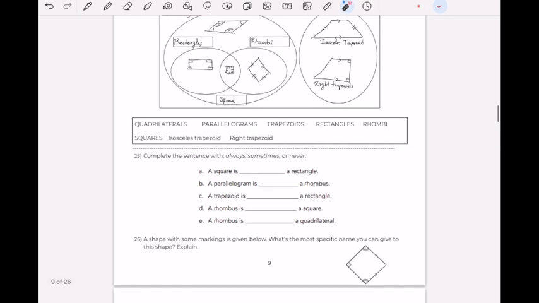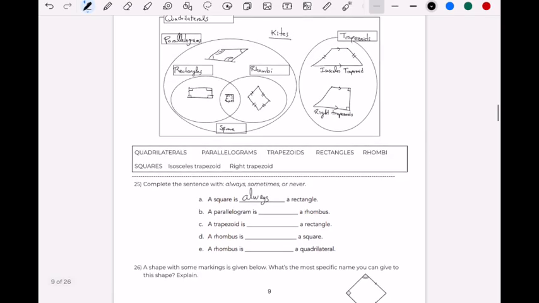Excellent. So to almost finish the classification of the quadrilaterals, we need to answer the always, sometimes, never questions. So a square, well, if I look at the diagram, all the squares are inside of the bag of rectangles. So always a rectangle.